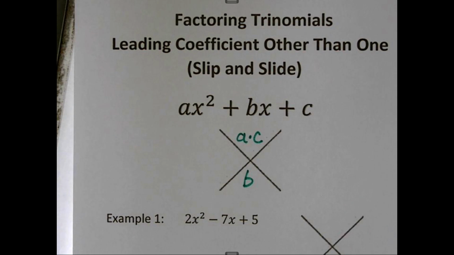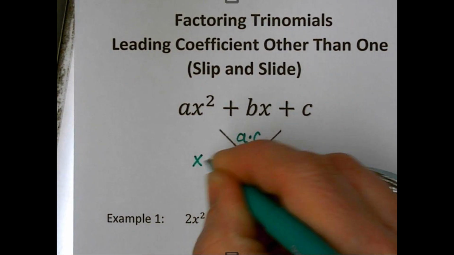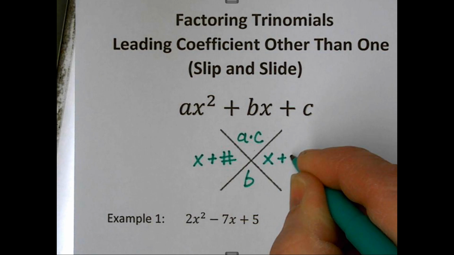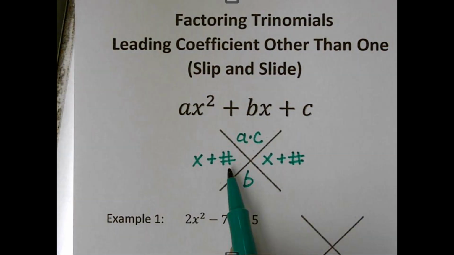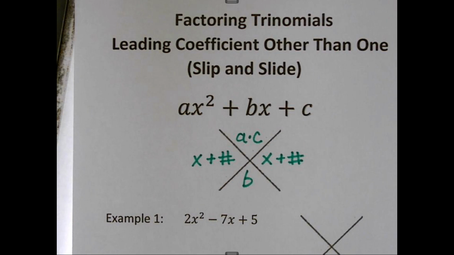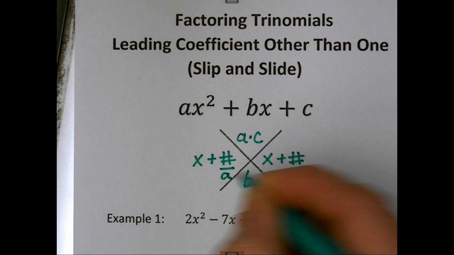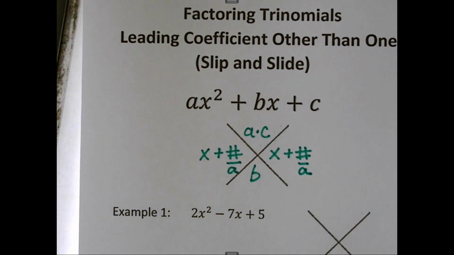Then you're going to use your factor pair chart to figure out your factors. You're going to get x plus or minus some number. This is just in general terms, so put a number sign, a hashtag, which math teachers usually use for a number sign. And then what you're going to do with the numbers is divide by A. It's kind of unique, but that's what you're going to do.